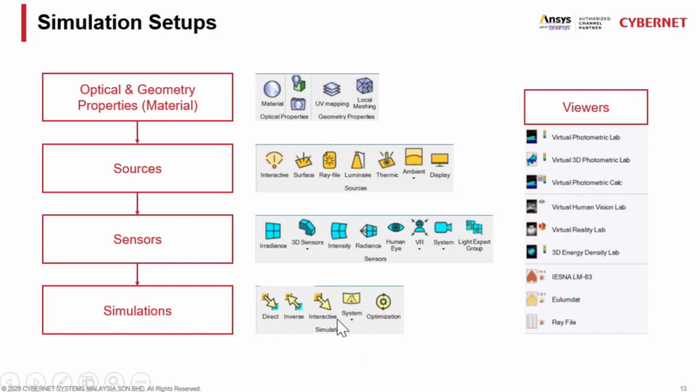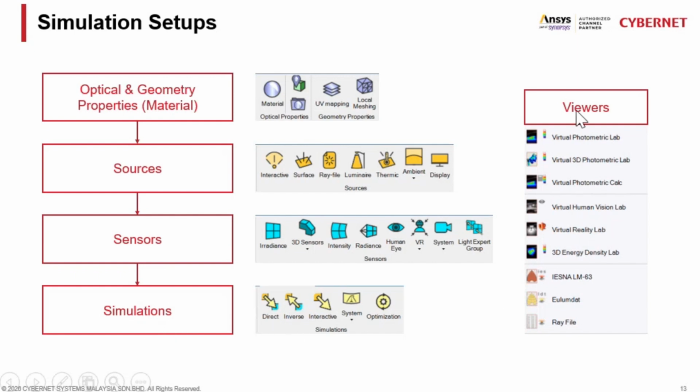And the interactive uses an interactive source, so we can get a quick view of where the light rays go to the sensor directly. So it is an illustration, not an actual simulation. We also have a new feature, the optimization, since the 2024 version. And finally, after we set up all these things, we can run the simulation.